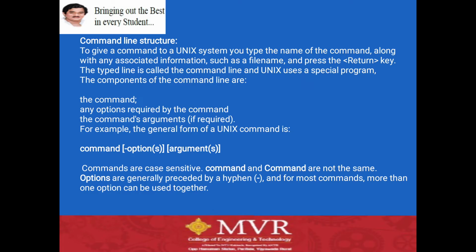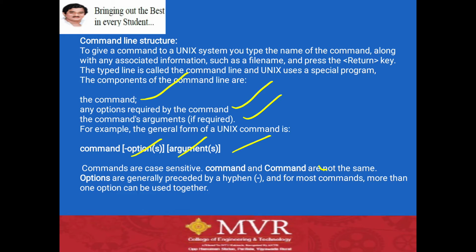three parts. That is, the first part is nothing but the command. Then the second part may or may not exist, so options you may use or you may not use. And the third part, arguments, again if required only, that means you may or may not use the arguments also. This is the structure of the command in Unix, right? So this is the syntax we need to follow. What is that? Command, options, then arguments. So these options or arguments are not mandatory.